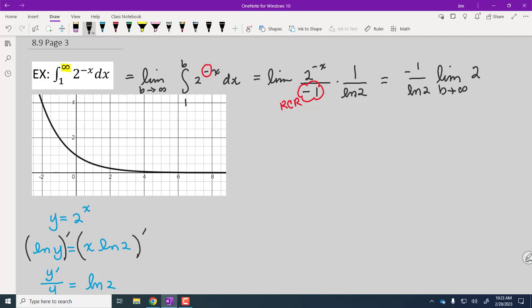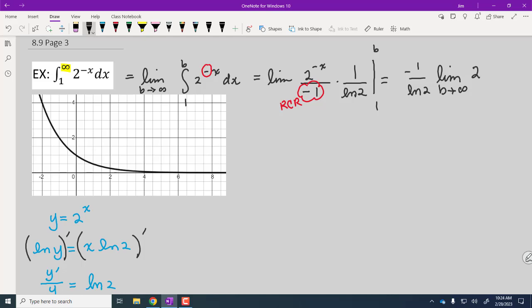Oh, and I did something bad. Here's what I did: I need this still, right? We're going from 1 to b. I forgot that part. It's a definite integral. So we still need our limits of integration. So we need the 1 to b.